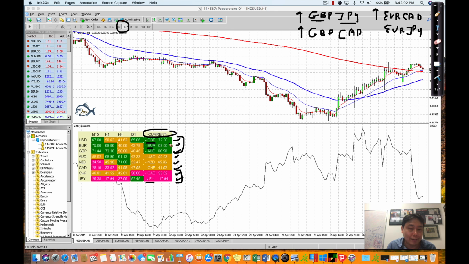How about euro yen? Okay, do you want to long or short? That's right, long the euro yen, because again, you're buying euros, which is strong, and you're selling yen, which is weak. So these are the pairs to focus on right now.